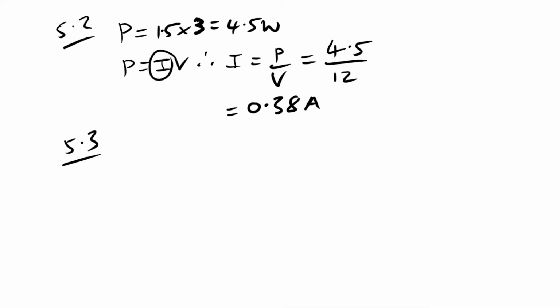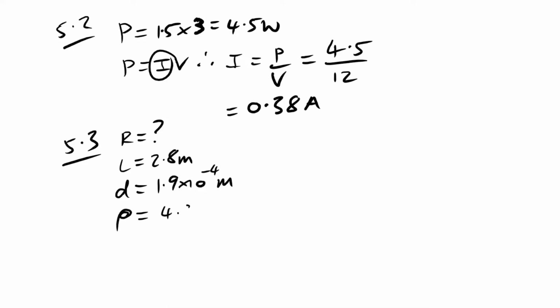5.3. So we're now replacing the copper wires with constantan. So we're looking for the resistance. We have the length of each wire is 2.8 meters. We have the diameter is 0.19 millimeters, so I'm going to change that into meters right off the bat. It's 1.9 times 10 to the minus 4 meters, and then we have the resistivity is 4.9 times 10 to the minus 7. Of course, we need to have the area.